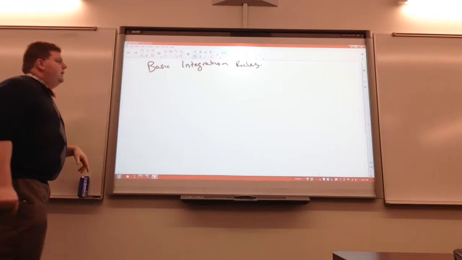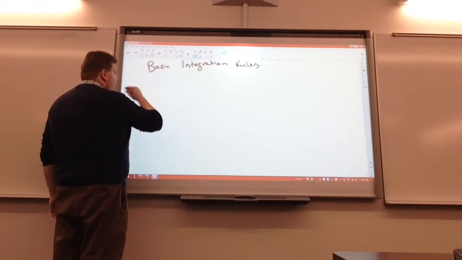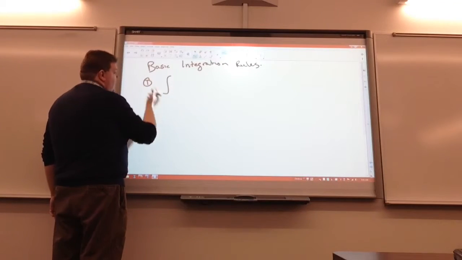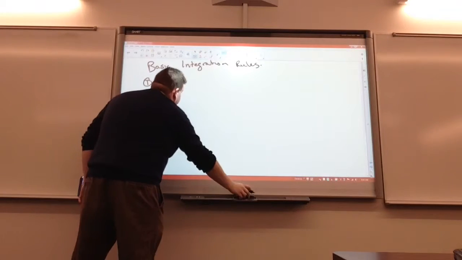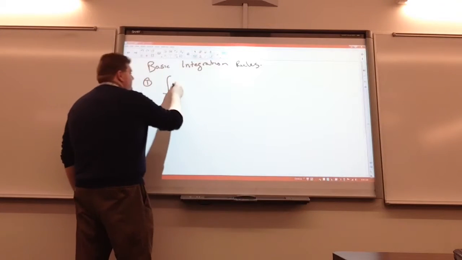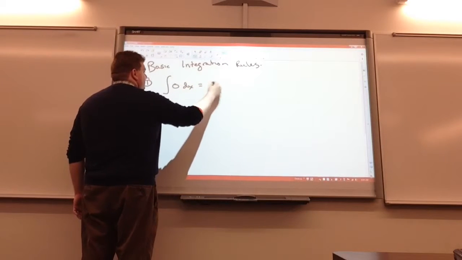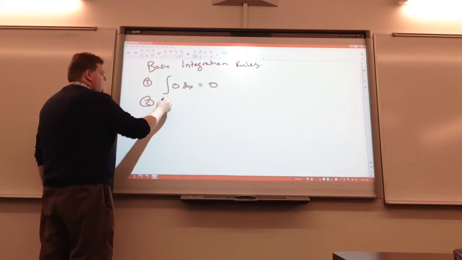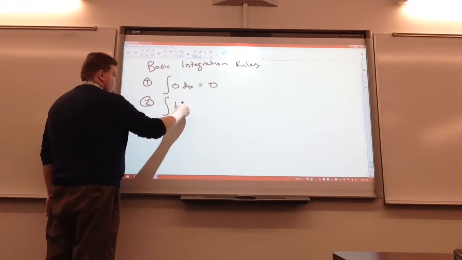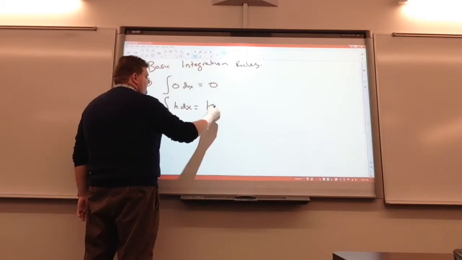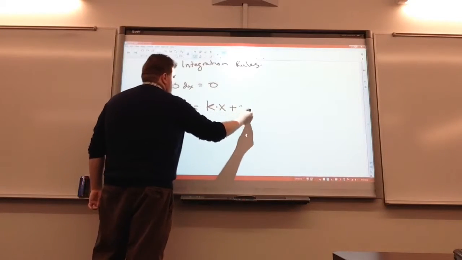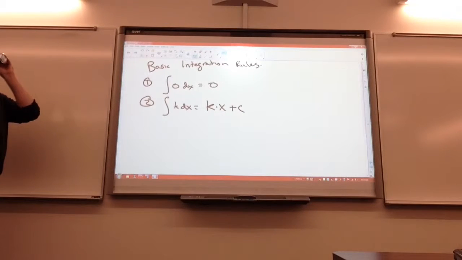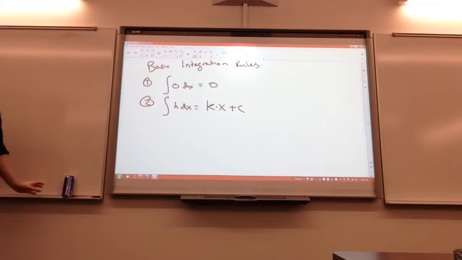Basic integration rules. The first one we're going to look at is that the integral of 0 is 0, because that's fairly straightforward, right? Next one, the integral of a constant is that constant times x plus c, and so on and so forth.